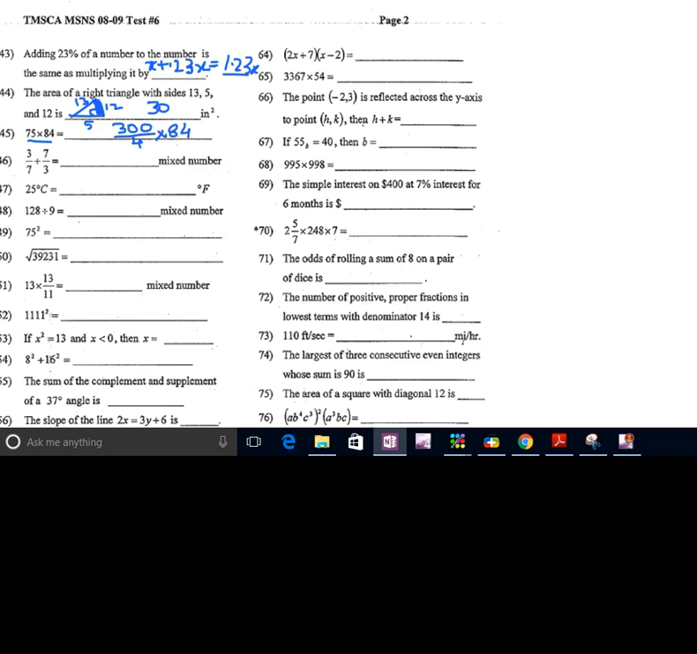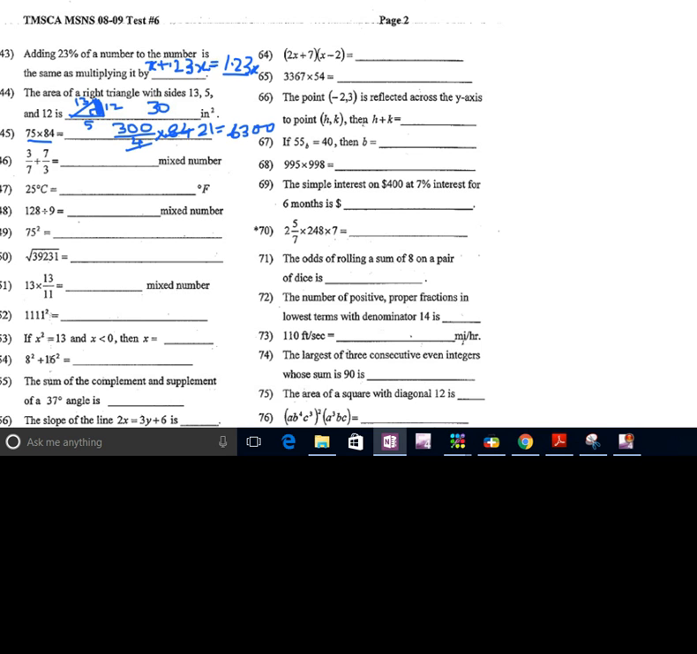So clearly 84 can be divided by 4. So we actually get 21 over here. And 21 times 3 is 63. And then we just add the two zeros. So the answer is 6300.